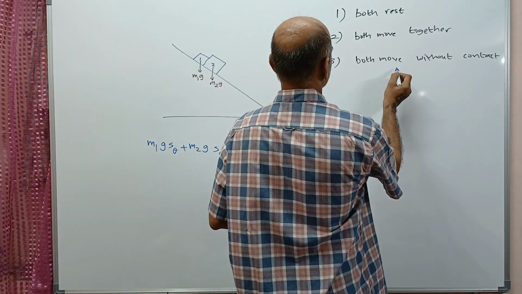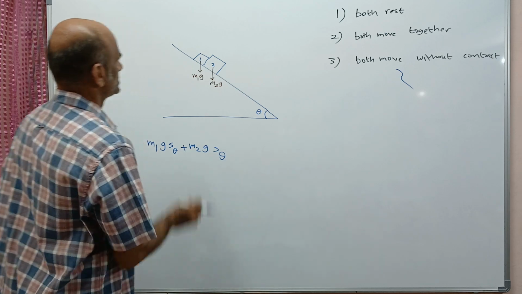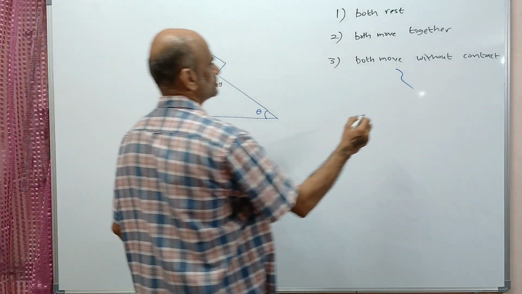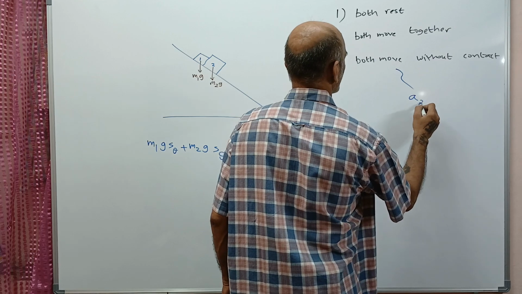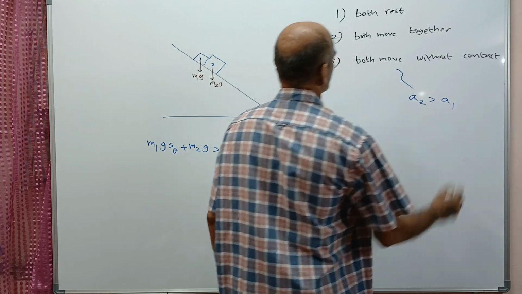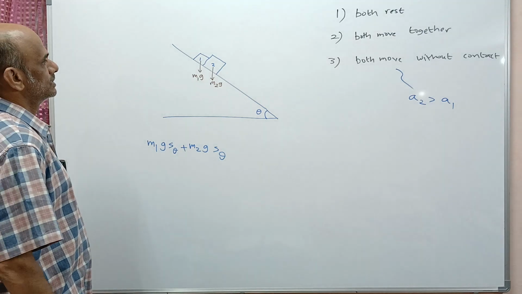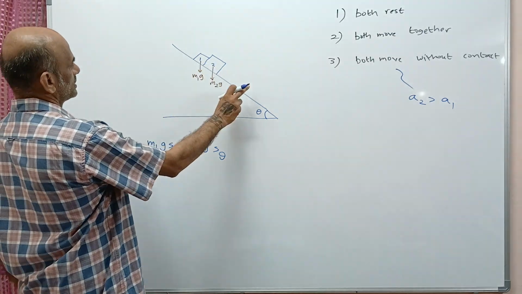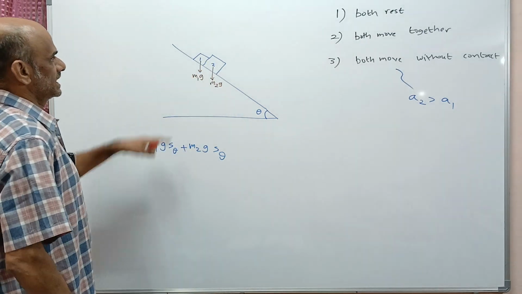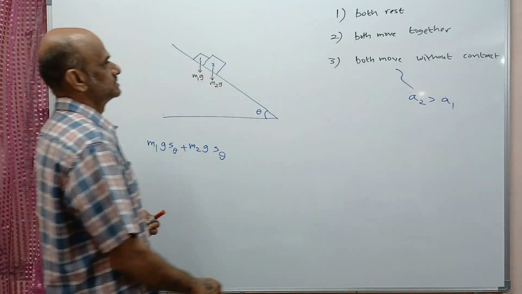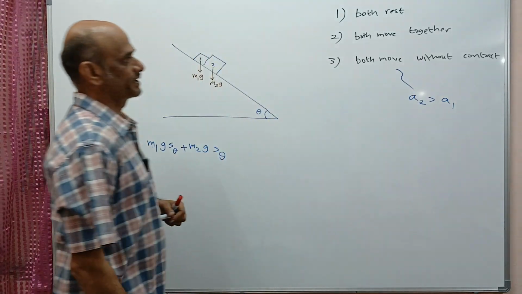And for this to happen, since they have to get separated, the acceleration of the second block, A2, should be greater than A1. Initially they are in contact, so the initial velocity is the same. For this block to move away from the other one, the acceleration of block 2 should be greater than the acceleration of block 1. Only then is it possible for them to get separated.